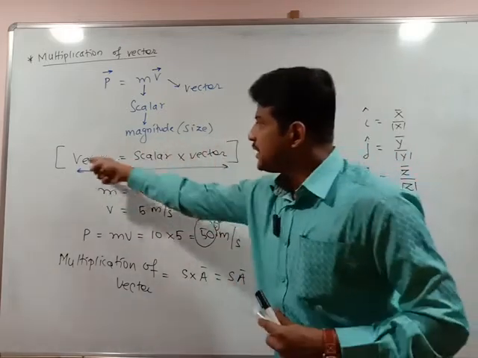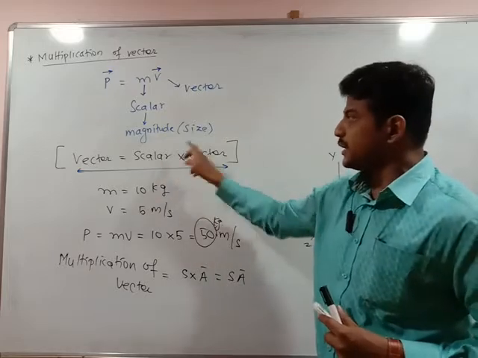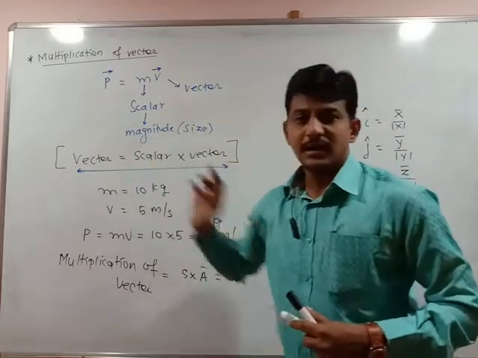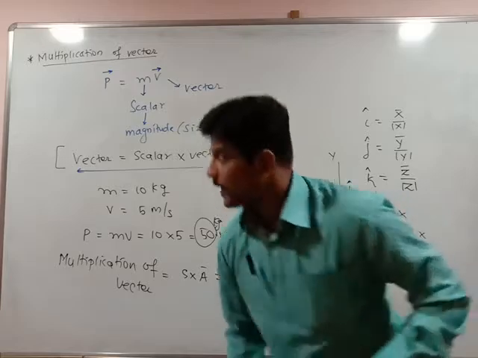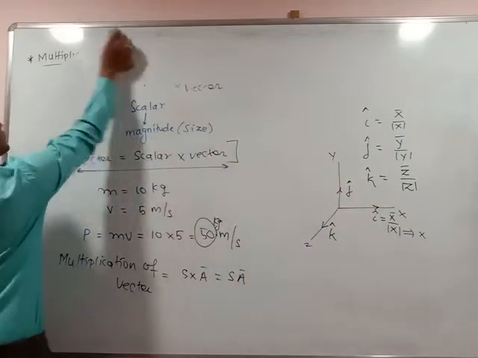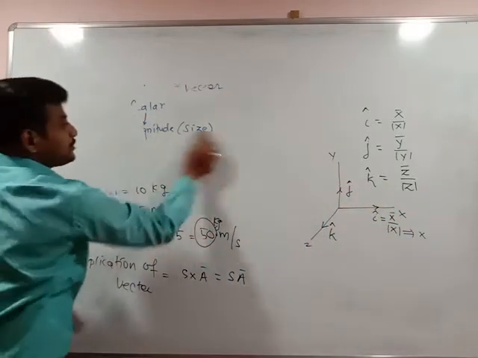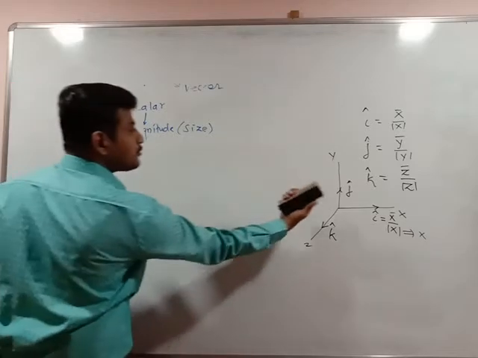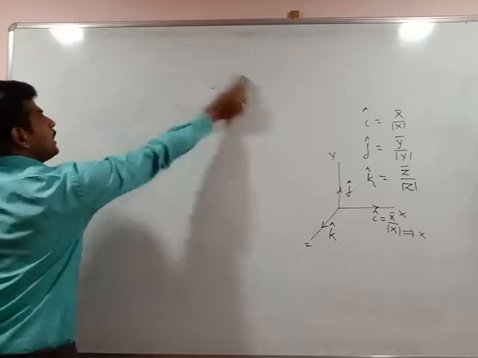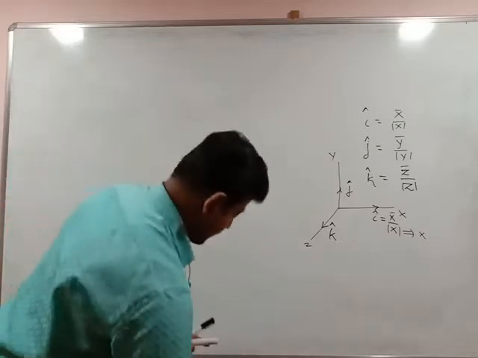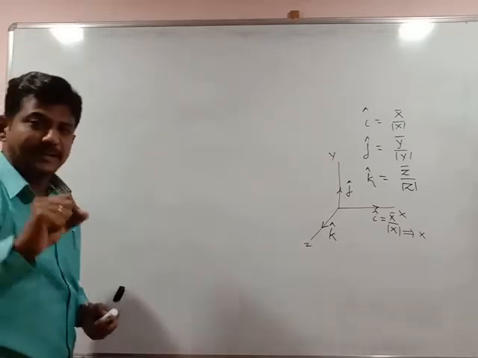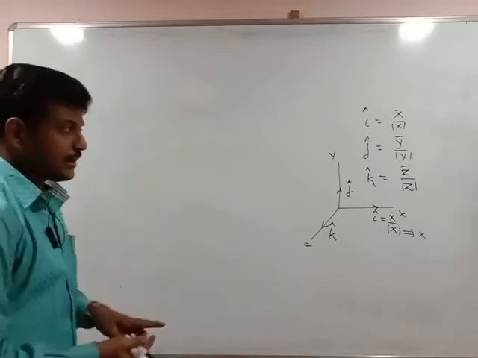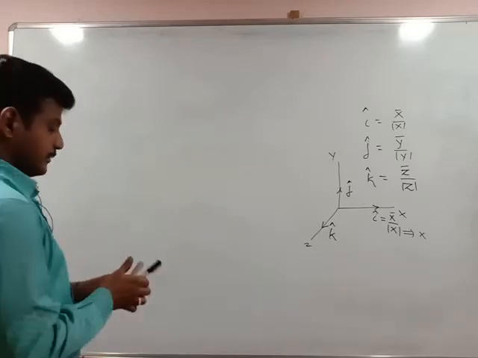Vector is equal to scalar into vector. The product of scalar into vector quantity always gives the vector quantity. This is said to be a multiplication of vector. And the next one is the position vector. That position vector we are going to see in terms of unit vectors. This definition we have already seen, but now we are going to discuss the position vector in terms of unit vectors.